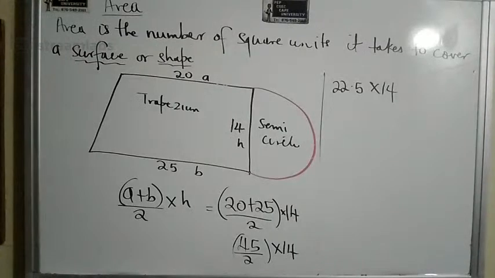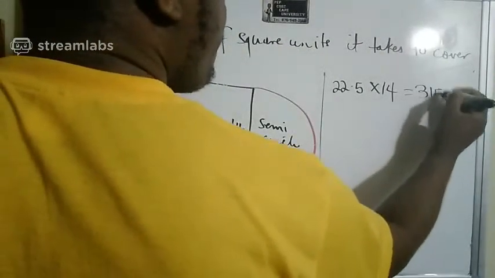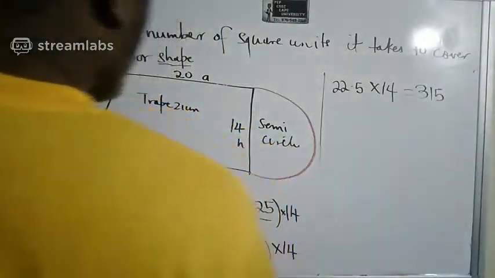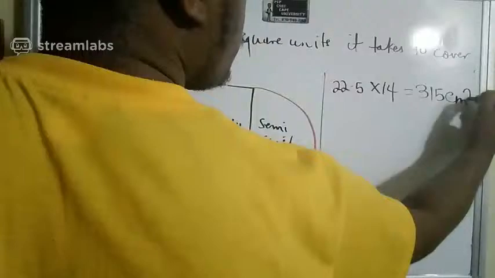I think I'll just try and fix my calculator for that part. It's much quicker. 22.5 times 14. So this works out to 315. Remember, we didn't forget the units. Square, so it's centimeters square.